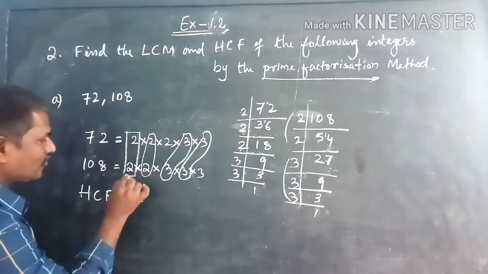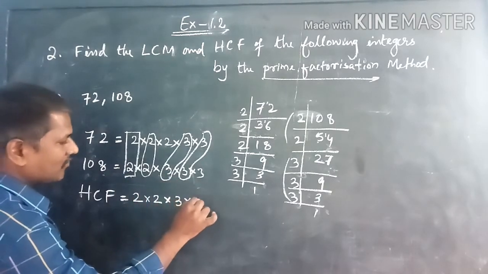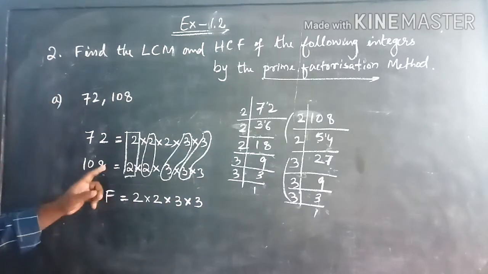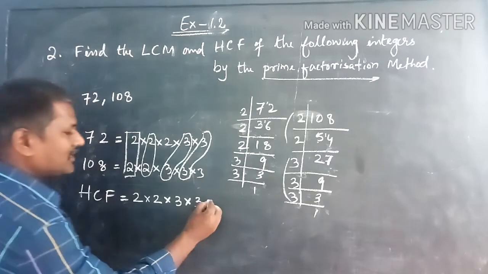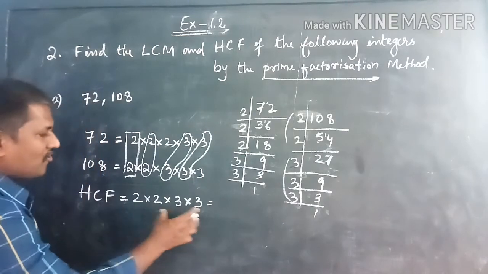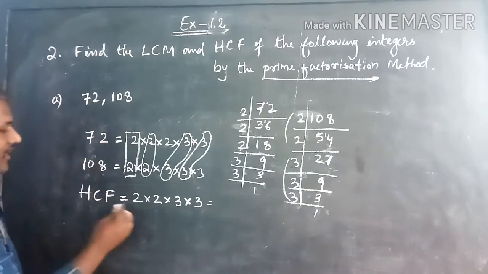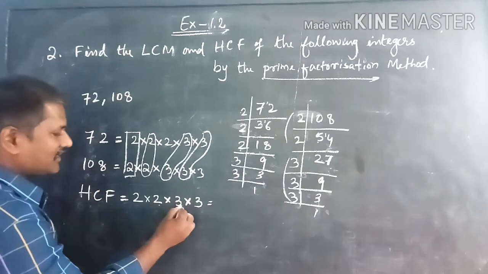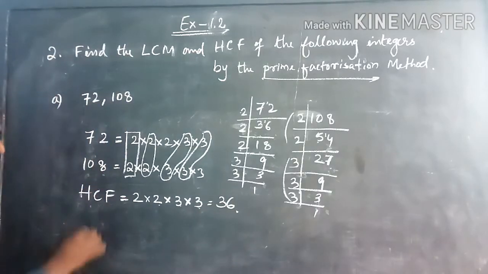Let us write 2 into 2 into 3 into 3. We have to write only one digit among the common factor pairs. When you write the product of these four factors, that is the HCF of 72 and 108. 2 twos are 4, 4 threes are 12, 12 threes are 36. So this is the HCF. Now how can you write the LCM?